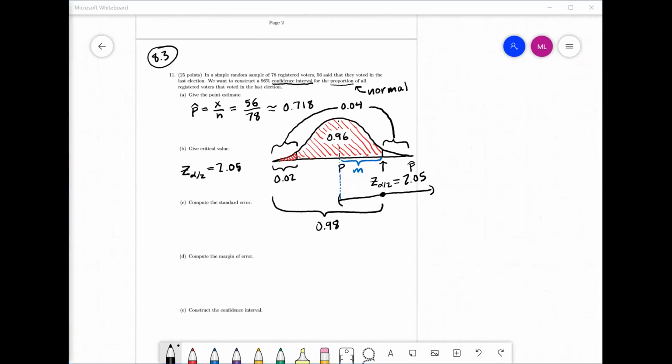So we could turn on the calculator and we could do a normal distribution. So go into our list of distributions and do the inverse normal. So we could also do it that way. It'll ask for the area. We'll have to enter that 0.98 that we just found. It'll ask for mu and sigma.